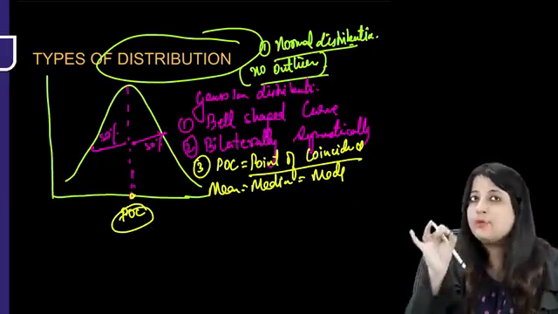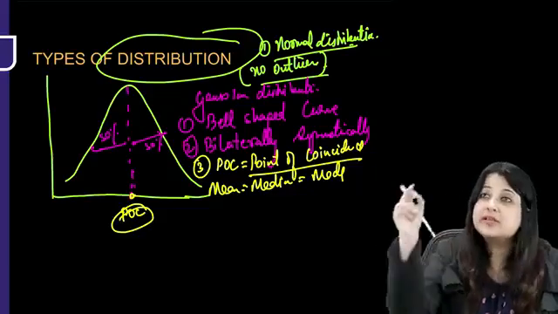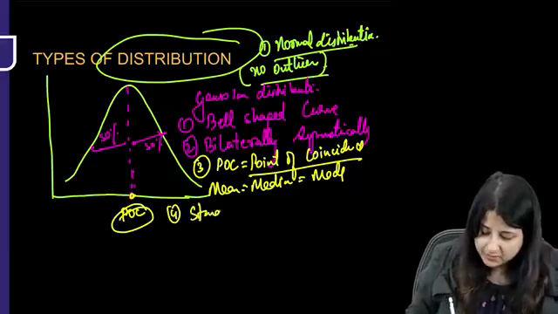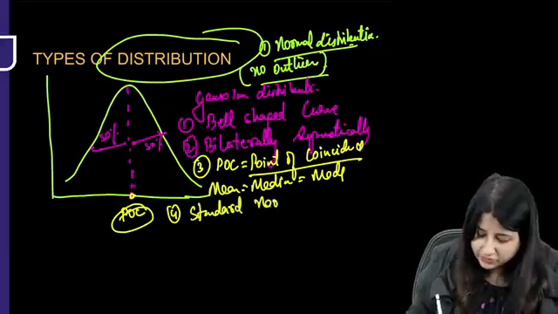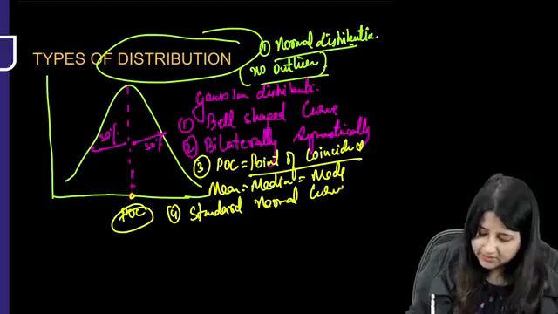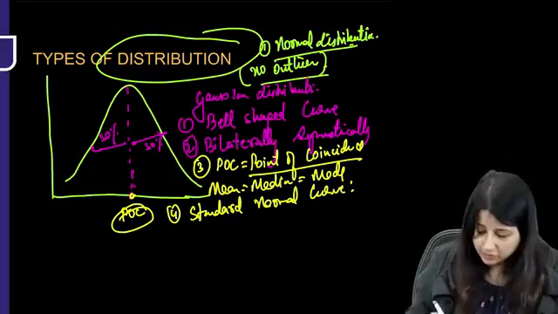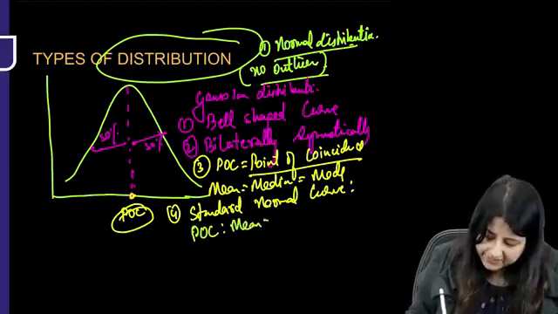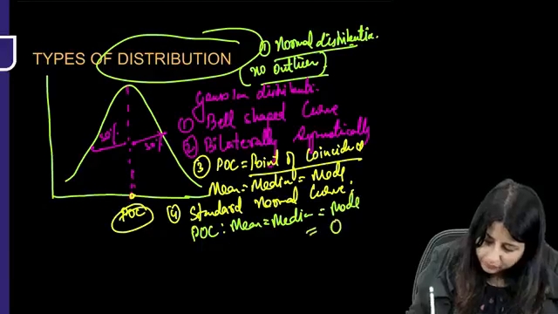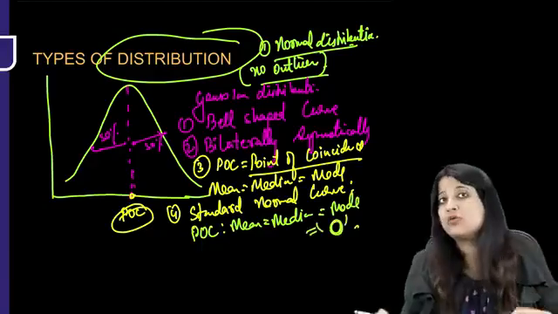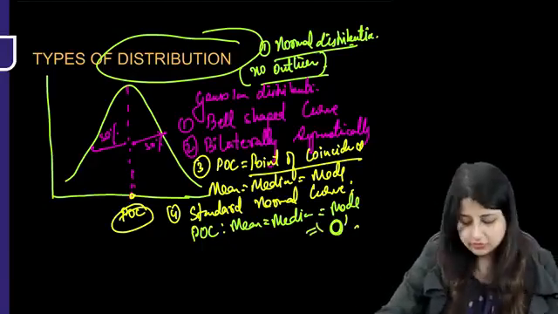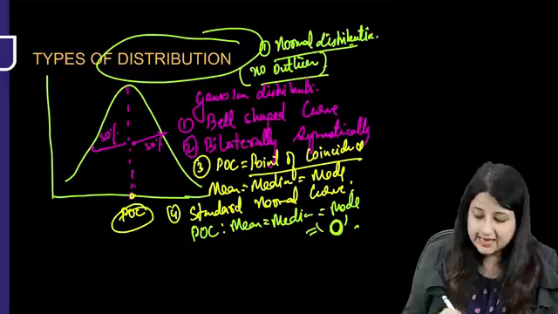But when at the point of coincidence, mean, median and mode are equal to 0, then it will be known as the standard normal curve. So anybody can ask you, what is the difference between a normal curve and a standard normal curve or standard normal distribution? Over here, at the point of coincidence, mean is equal to median is equal to mode is equal to 0, everybody. That's very important.